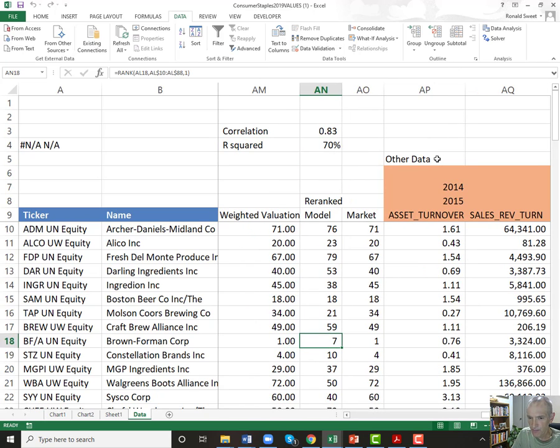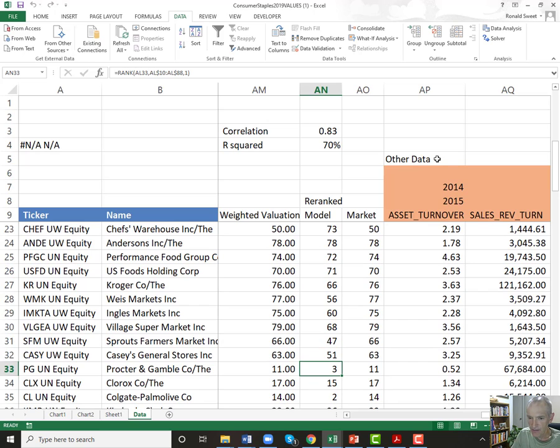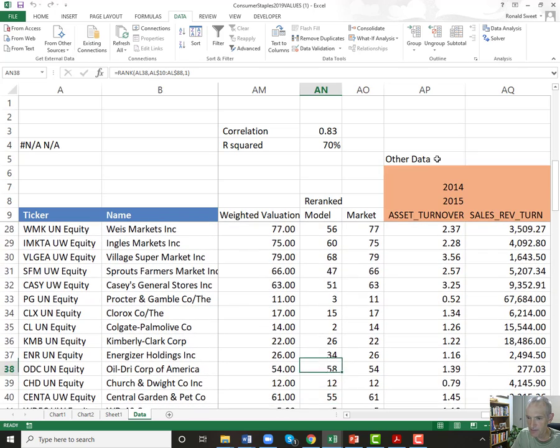So you can look at Brown-Forman. Our model ranks it 7th, but the market actually has it the most expensive. Constellation Brands, boy, it really loves alcohol, doesn't it? So Constellation Brands, we ranked at 10th, is actually number 4. Our model loves Procter & Gamble. It is expensive, but not as expensive as our model says, so there's an opportunity. Colgate. We actually bought Procter & Gamble based on this model. We did not buy Colgate.